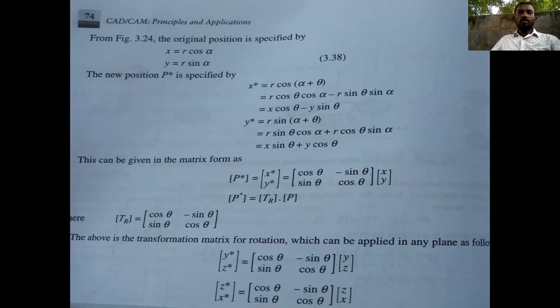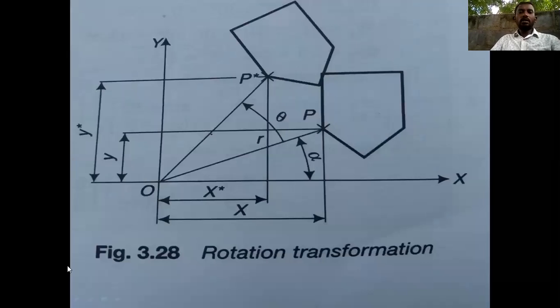Draw this triangle, and then it is easy to understand. First of all, you can draw this triangle. Basically, this is the initial triangle, and this angle is alpha. So sin alpha is nothing but opposite side by hypotenuse.